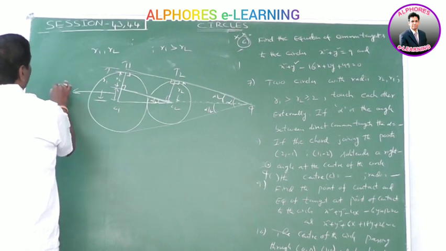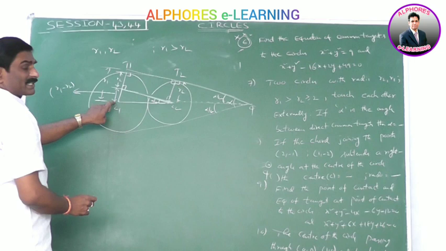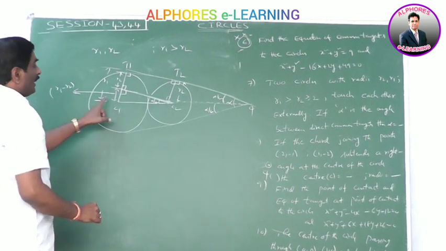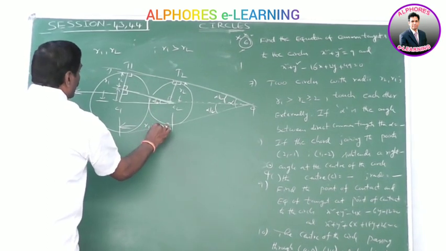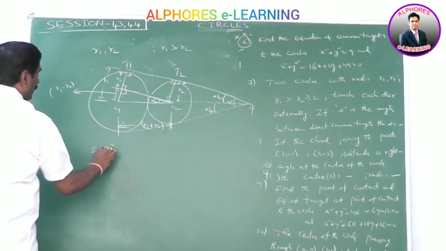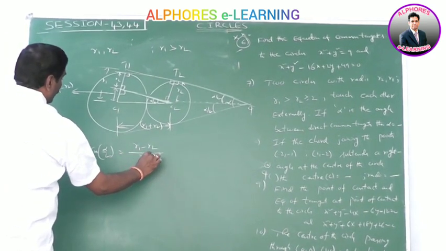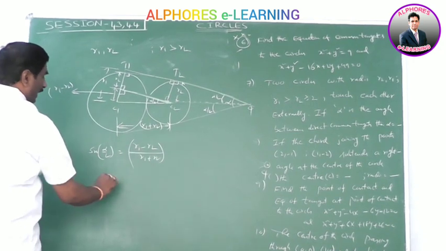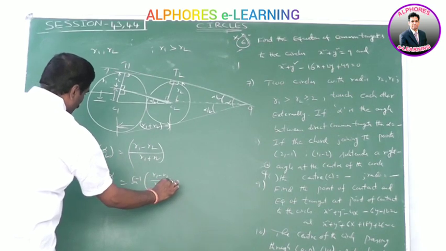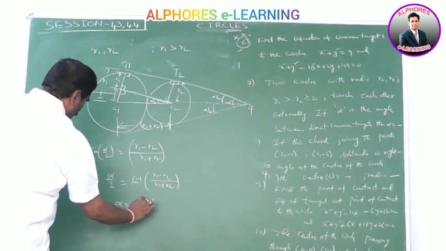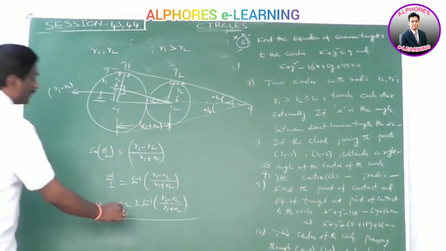This one is nothing but R1 minus R2. In this triangle, the opposite side is R1 minus R2, and this angle is 90 degrees. Opposite the 90 degrees is the hypotenuse, C1, C2, the distance between the two centers, which is R1 plus R2. Now, sin alpha by 2 is equal to opposite side by hypotenuse, which is R1 minus R2 by R1 plus R2. Okay, alpha by 2 is equal to sin inverse of R1 minus R2 by R1 plus R2. That implies alpha is equal to 2 sin inverse of R1 minus R2 by R1 plus R2. It is the value of alpha.